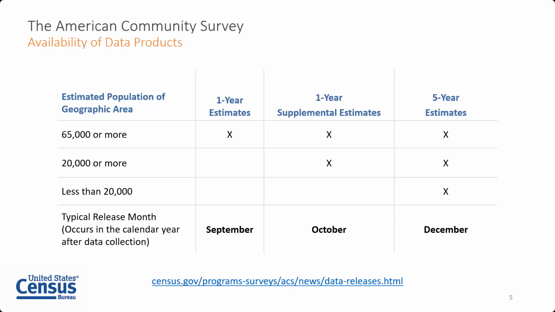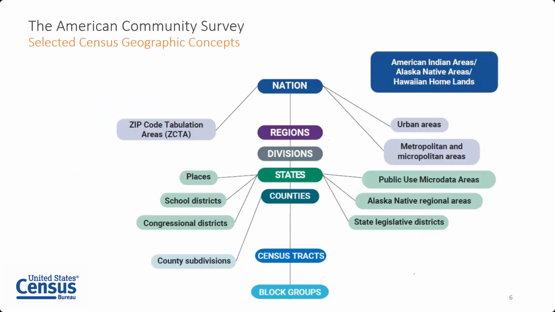1 year supplemental estimates are simplified versions of popular ACS tables and provide the most current data to almost twice as many geographies compared to the standard 1 year release. ACS 5-year estimates combine data collected over 60 months, are available for geographic areas of all sizes down to those granular census tracts and block group levels. The full detailed data release schedule for each year is available in the link you see on the slide, which you can also navigate to by visiting census.gov/ACS.